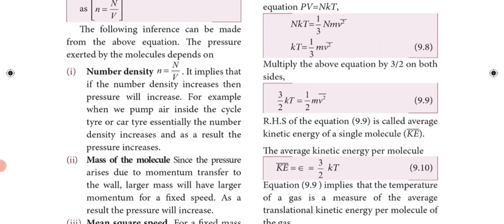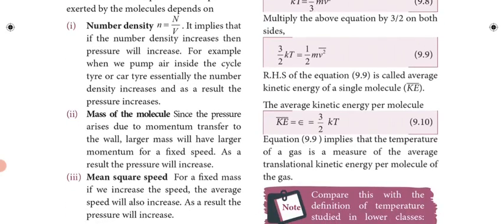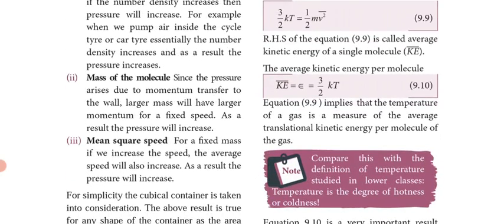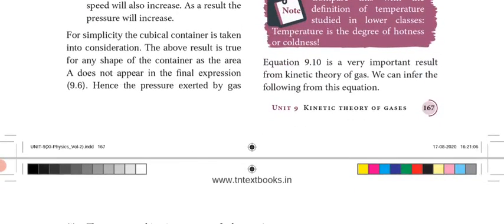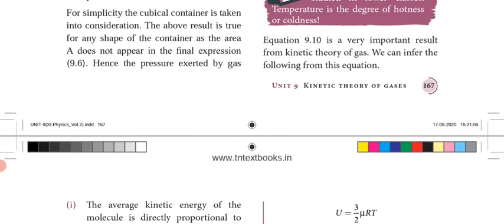So now the RHS of the equation is called the average kinetic energy of a single molecule. So the average kinetic energy per molecule is nothing but KE is equal to 3 by 2 kT. So this implies the temperature of the gas is a measure of the average translational kinetic energy per molecule of the gas. It's also very easy to remember. It's an important result from the kinetic theory of gases.